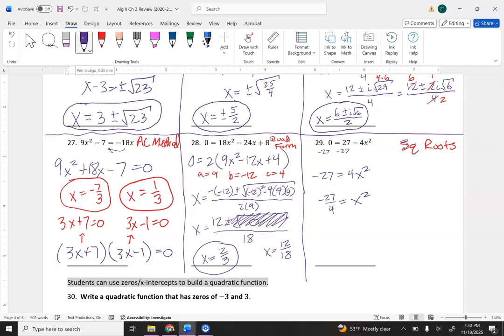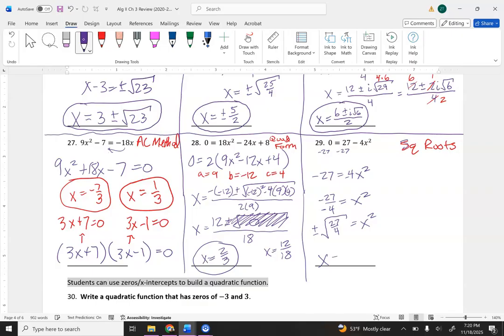And then square root both sides. So that would give us, oh, I made a mistake there, didn't I? There was supposed to be a negative on the 4 right here. All right, so what that's going to do is that's going to turn that into a positive 27 over 4. All right. And then whenever you introduce the square root, don't forget your plus and minus.